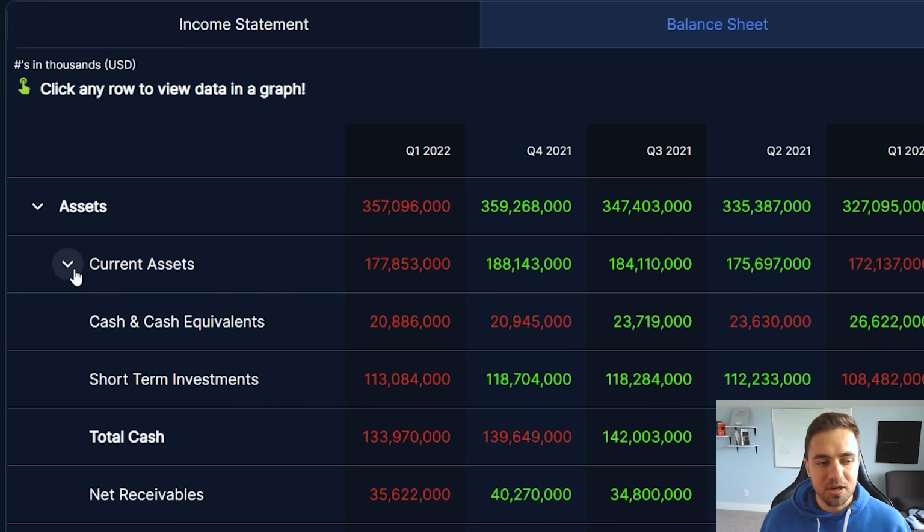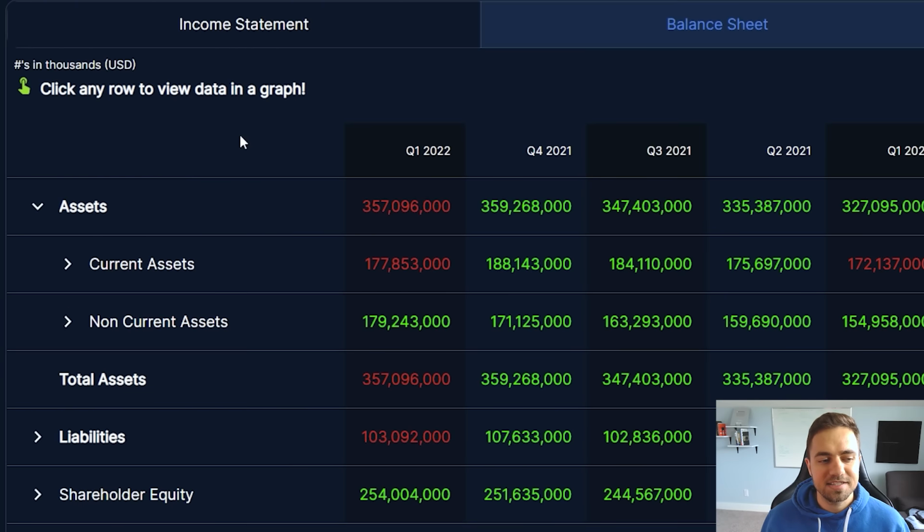So now let's open up the assets. And when we open up the assets, we have two different main categories. These are the current assets and the non-current assets. In the world of investing, current just means within the next year or within the next 12 months.